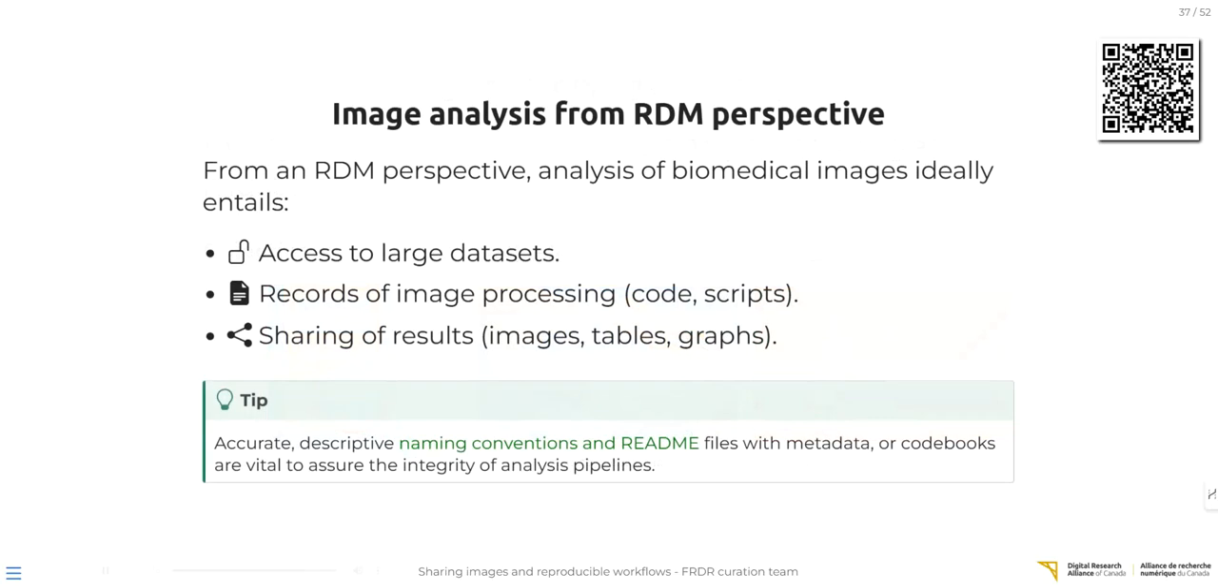From a research data management perspective, image analysis in biomedicine must follow a structured and transparent process. First, large, complete datasets must be accessible, ideally in open formats. Second, we need clear records of image processing steps, whether it's raw code or scripts or executable pipeline files. This ensures traceability and reproducibility of research outcomes. Third, we should be sharing not just the raw data, but also elements such as processed images, graphs, or figures, and related data tables. Finally, everything should be accompanied by clear naming conventions, README files, and metadata.